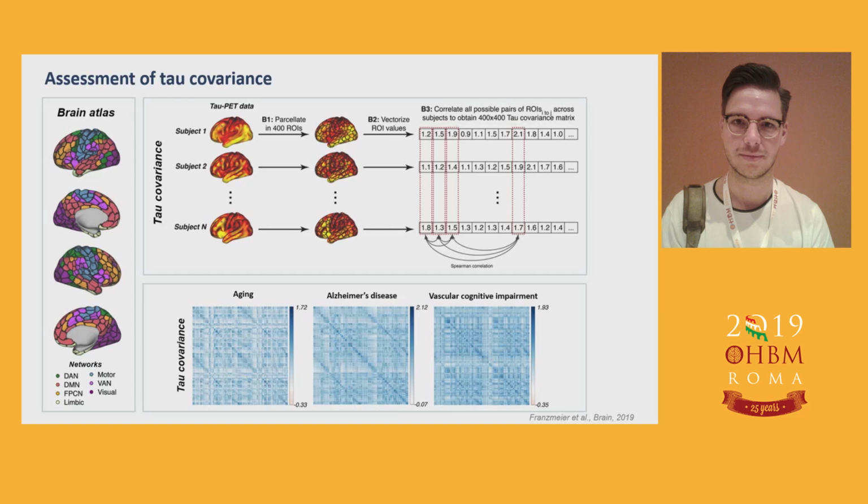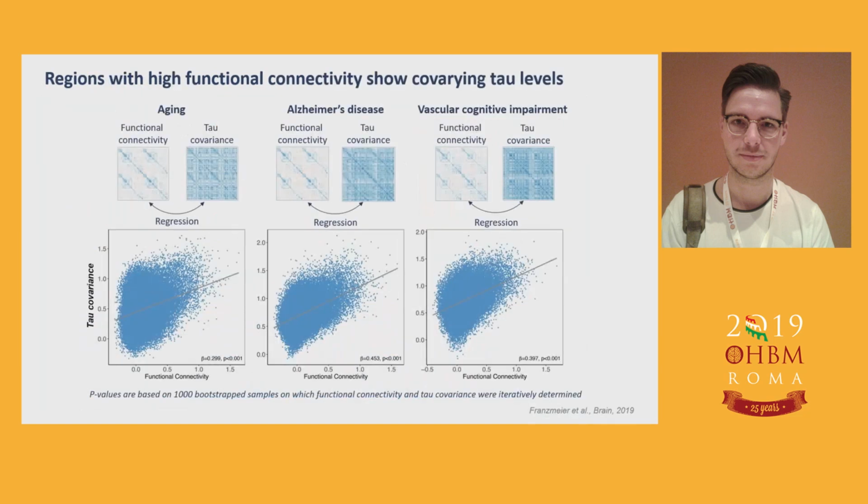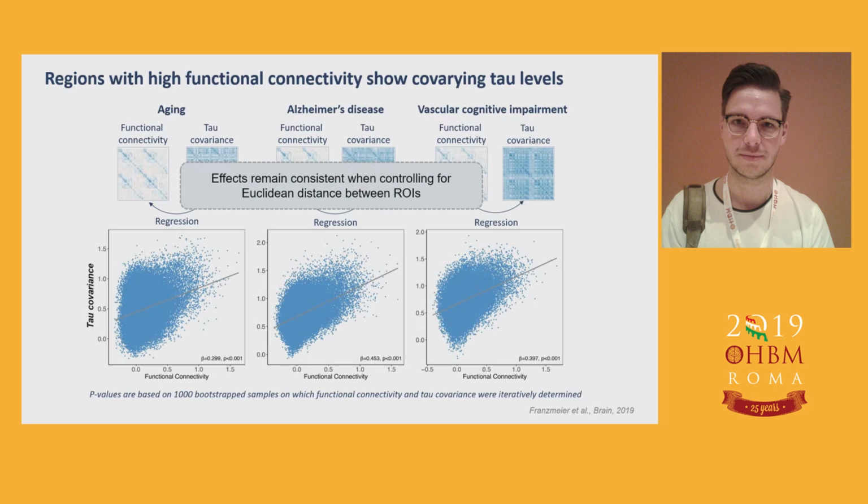Basically that gave us those tau covariance matrices across the 3 different cohorts, and then for the main analysis we just did a simple association test, so whether functional connectivity predicted higher covariance in tau across those groups, and we found that to be the case as hypothesized across all these groups, where regions that showed higher connectivity showed more covarying levels of tau. Importantly, that finding was independent of the distance between the regions, so here it's really connectivity and not proximity that matters.